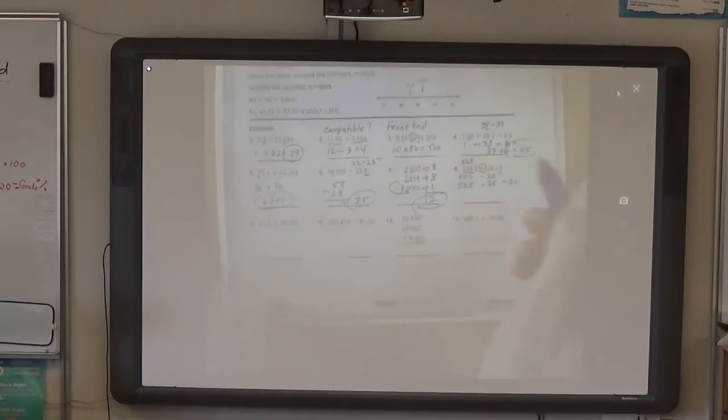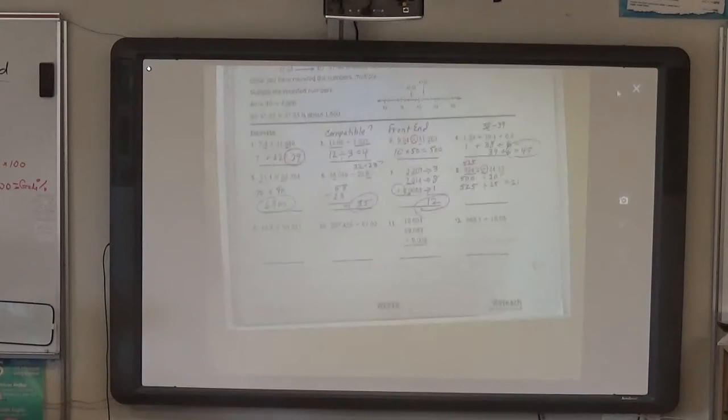Or, if we count by 20s, how many 20s fit into 100? 20, 40, 60, 80, 100. 5 20s make 100. So how many 20s would make 500? 5 times 5, 25. Both of those are good estimates.